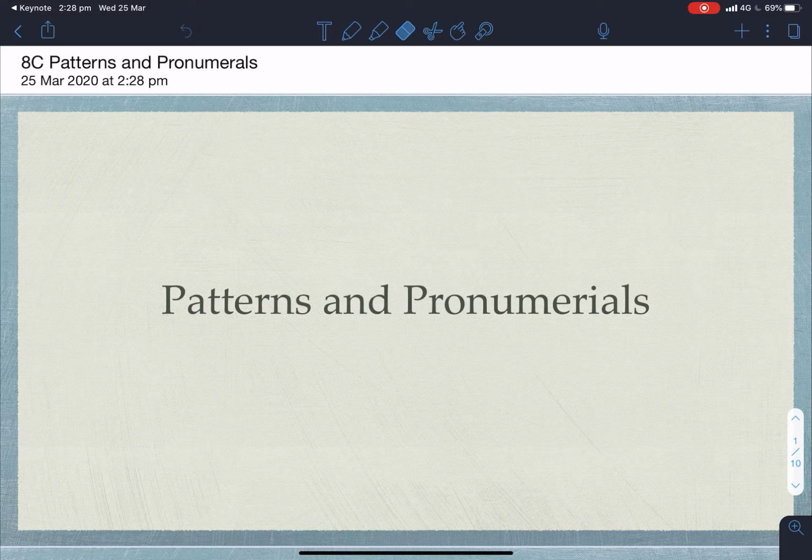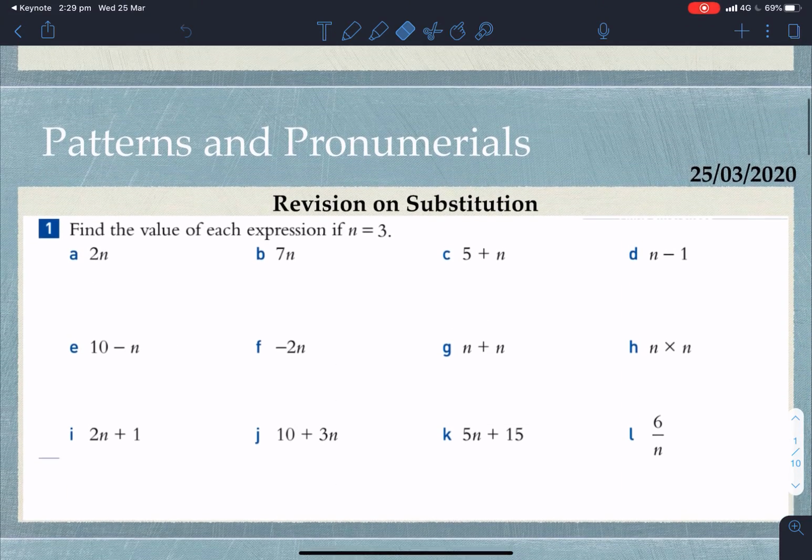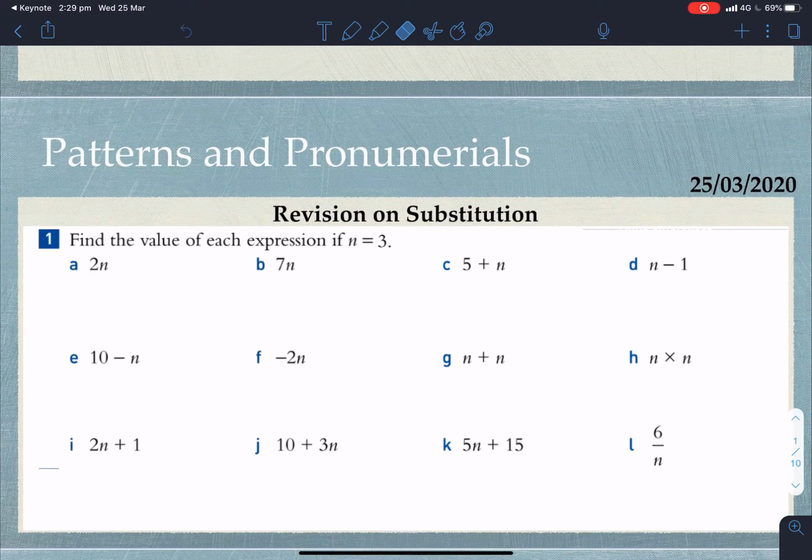Hi everyone. Today we're going to start a new chapter, pattern and polynomial. I think we're kind of ahead of everyone else, but that's why we're doing kind of different things from everyone else. So yeah, let's get started with a quick revision on substitution.